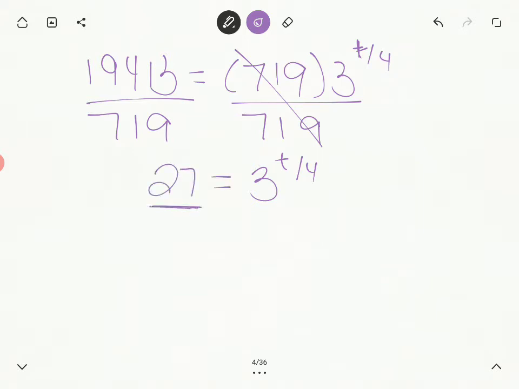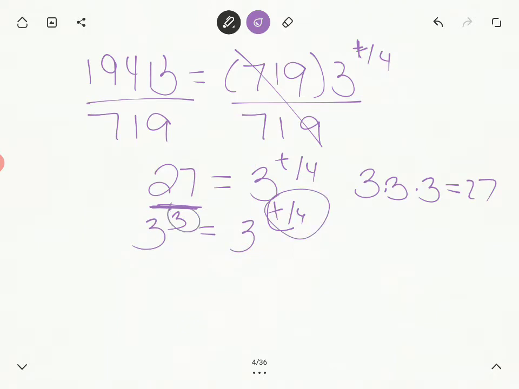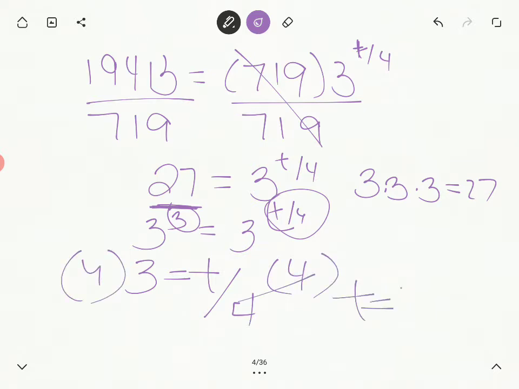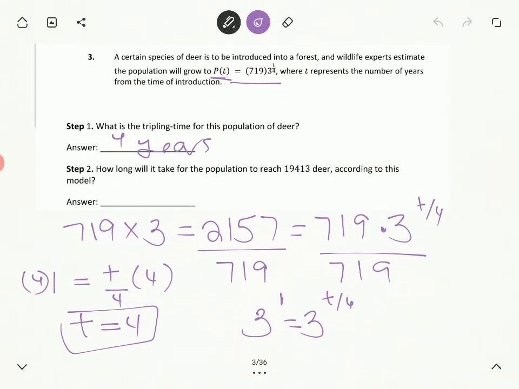Let's rewrite this 27 as a power of 3. We know 3 times 3 is 9, and times another 3 gives us 27. So 3 to the third is equal to 27. So 3 to the third equals 3 to the t over 4. So we take 3 is equal to t over 4, and again we multiply both sides by 4, and we end up with t equal to 12. So how long will it take? 12 years.